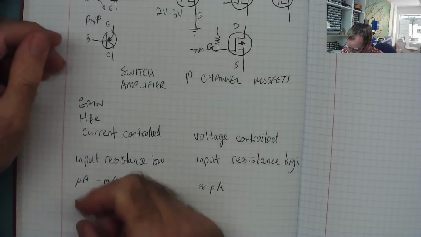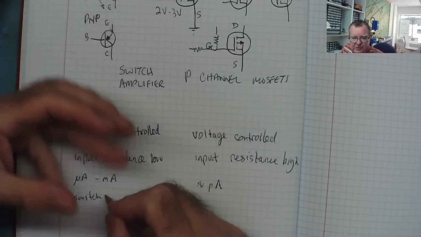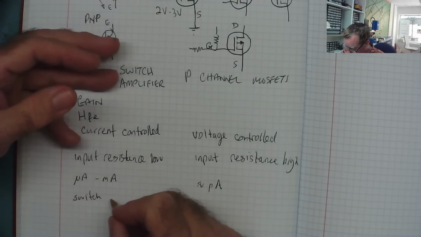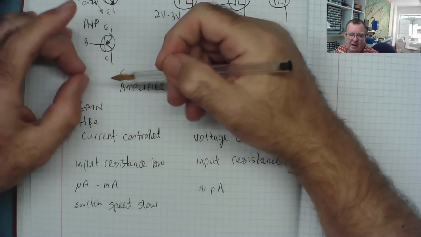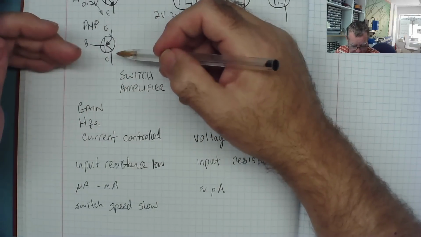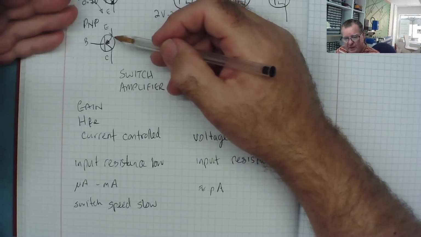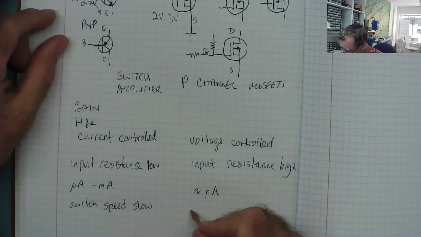So, another difference, relatively speaking, your bipolar transistor's switching speed from on to off is slow. It takes an amount of time for the base current to the emitter to start flowing or stop flowing, and that limits the switching speed. With your MOSFET, the switching speed is fast.